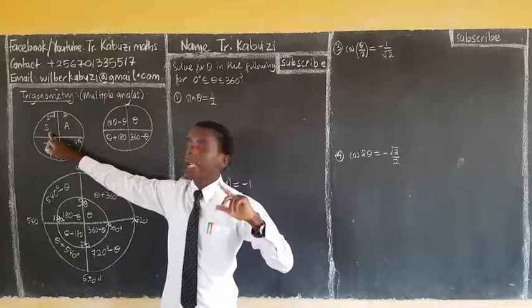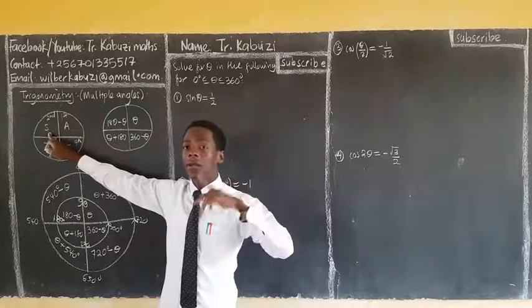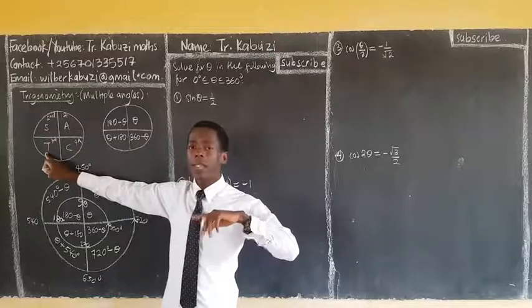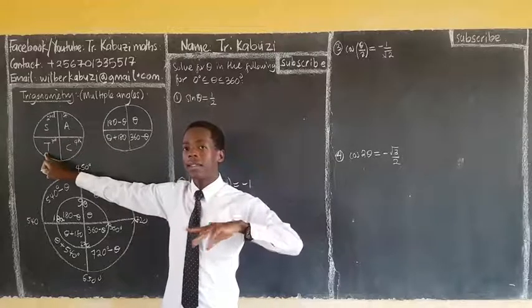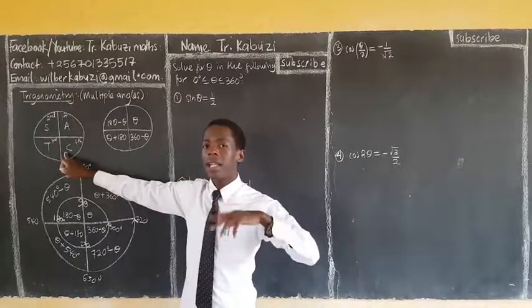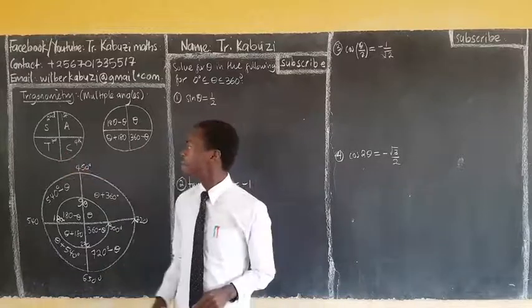So if you see here, sine is the only positive, meaning tan and cos are negative here. Here is tan, meaning that cos and sine are negative here. And here is cos, meaning that sine and tan are negative.